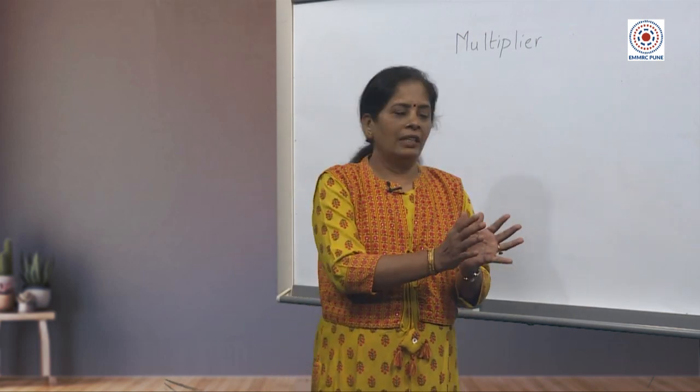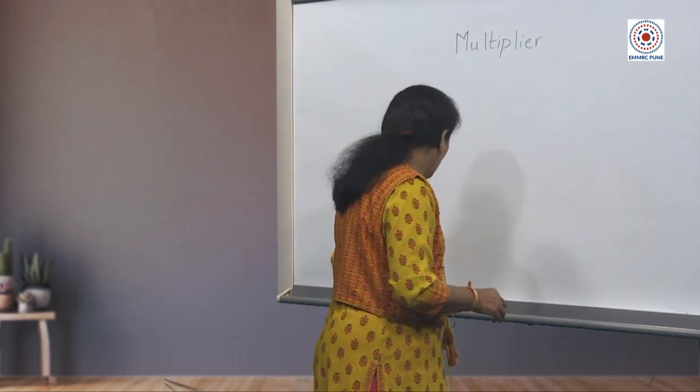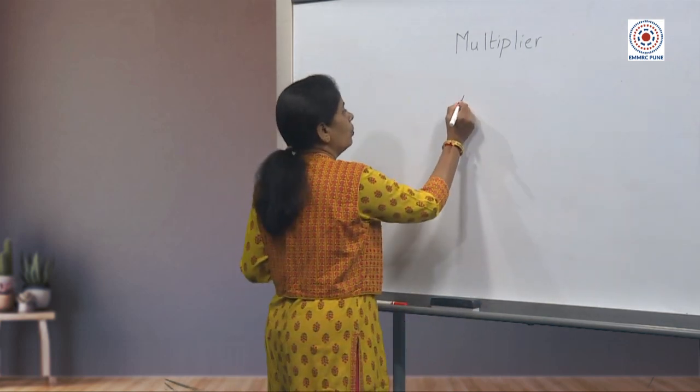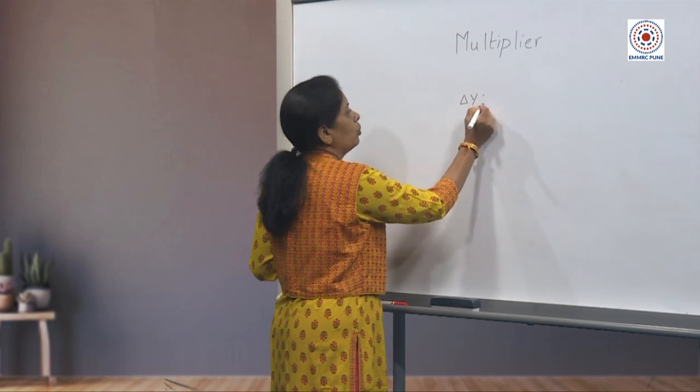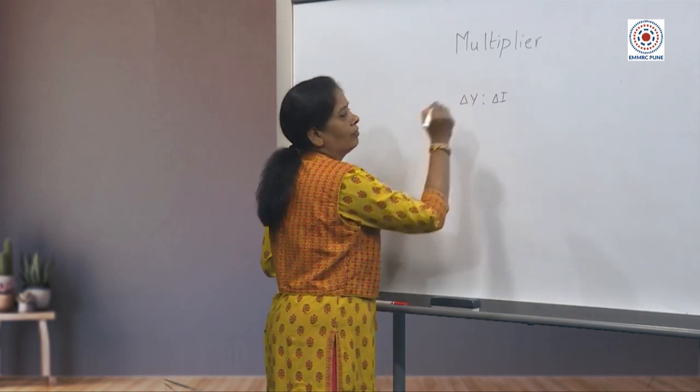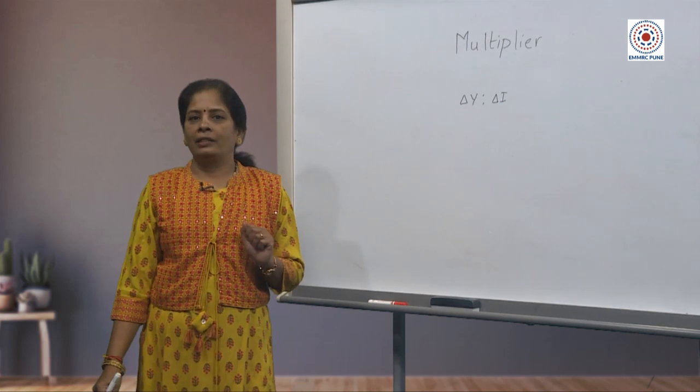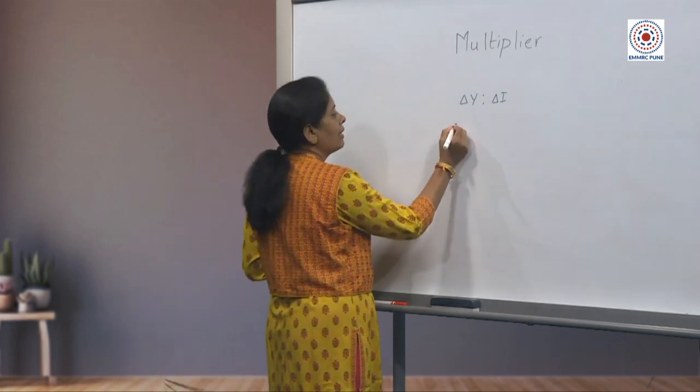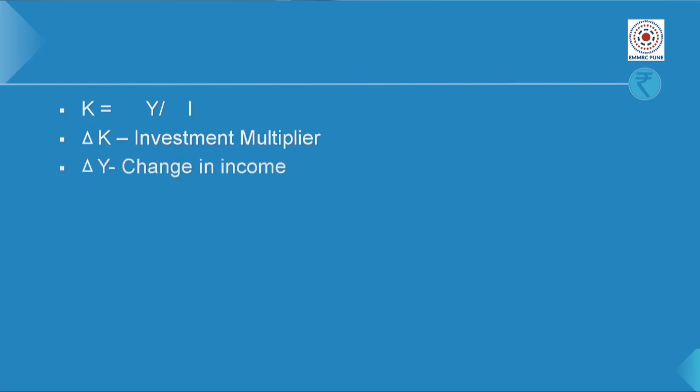Therefore, the multiplier can be defined as the ratio of change in income to the change in investment. So, change in income to change in investment. Mathematically, this can be stated as k is equal to ΔY divided by ΔI. Here, k is the investment multiplier, ΔY is the change in income, ΔI is the change in investment.